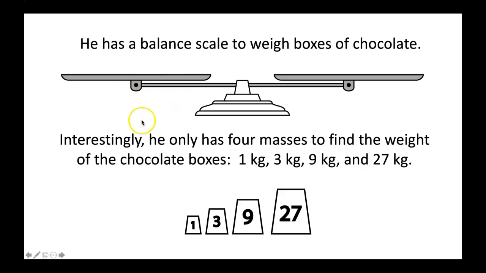So he's going to weigh his chocolates. Interestingly, he has only 4 masses to find the weight of the chocolate boxes. So when he does the weighing, he only has these 4 weights. One that weighs 1 kilogram, one that weighs 3 kilograms, 9, and 27.